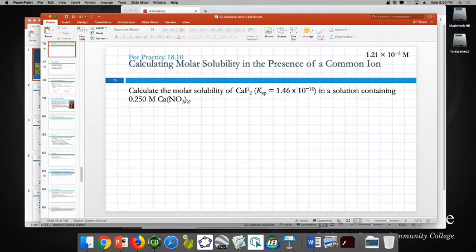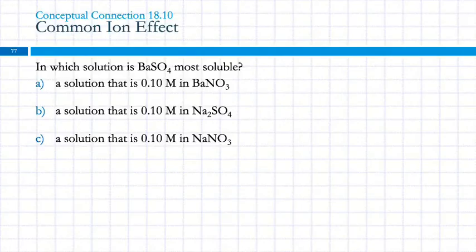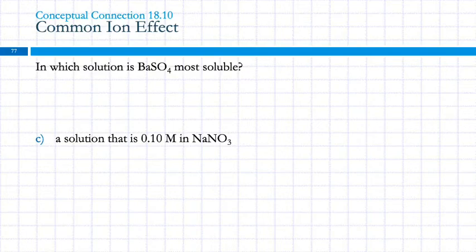So here's a conceptual connection question, common ion effect: in which solution is barium sulfate most soluble? I heard a chorus of C, and I believe that you're correct. Why is it C? There are no nitrate or sodium ions in barium sulfate. Yeah, because solution C contains no common ions with the thing that's dissolving. And the answer is C.